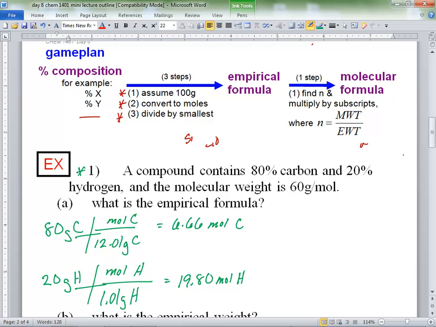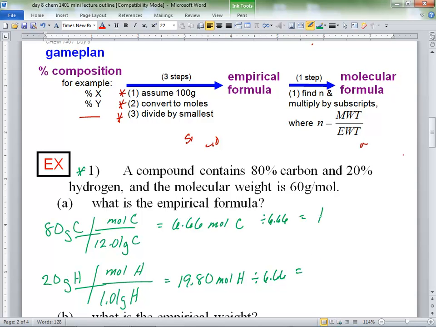Okay, let me just show you a common mistake right here. C, right, 6.66. H, 19.8. That's technically correct because they're mole ratios. But we don't like decimals, this is supposed to be the number of atoms in that formula. So we don't like that. So what's the next step? It's divide by the smallest. We need the simplest ratio you can get. It's a very common thing. People forget to divide by the smallest, and they stop there. So don't do that.